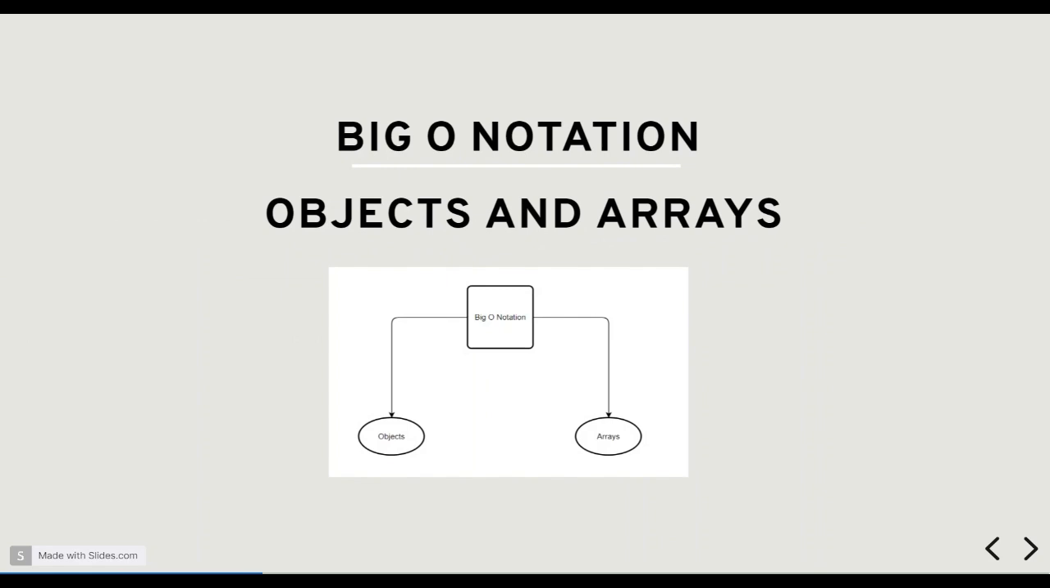Below is a detailed overview diagram of big O notation, where you can see we have array and object. Today, our topic is the big O complexity for common operations on objects and arrays in JavaScript, and how we can handle the complexity in both.